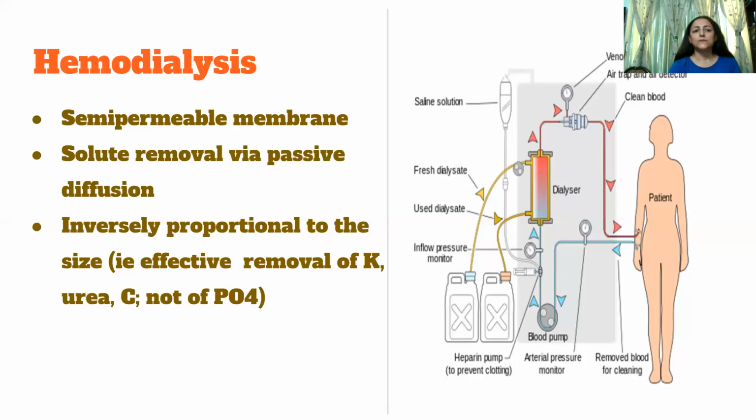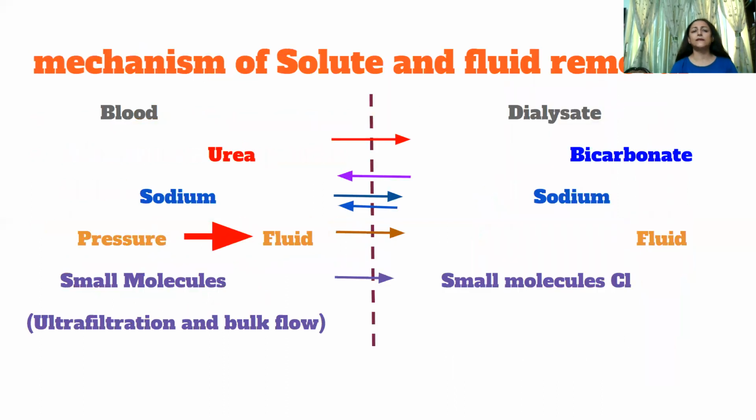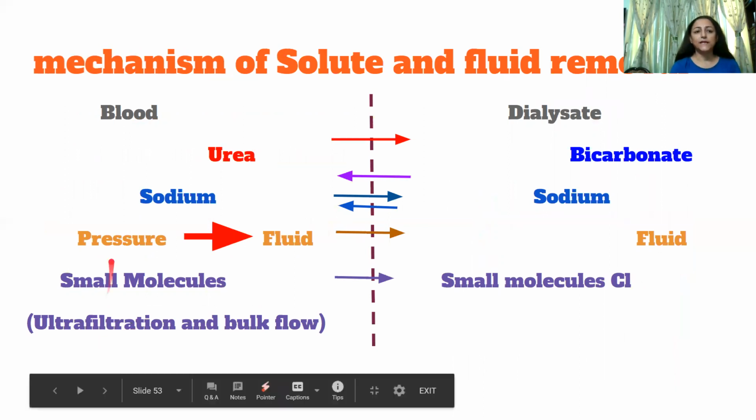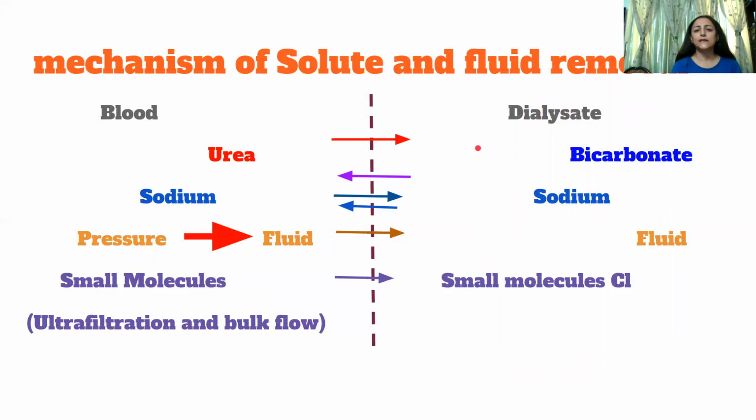Here we can see the mechanism of solute and fluid exchange, how this happens. On the left side you can see the blood, and on the right-hand side you can see the dialysate. This is a semi-permeable membrane. From the blood, urea will go to the dialysate. The bicarbonate will go from the dialysate to the blood, so this will manage the pH. For sodium, see, there is a two-way process.